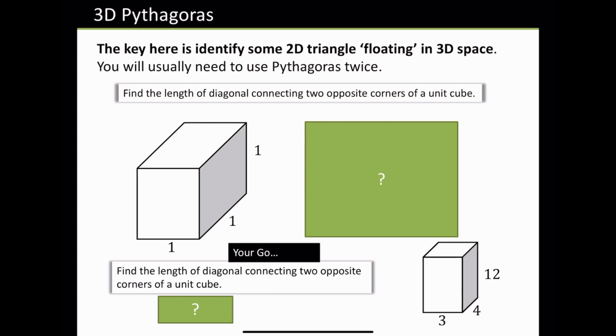So the key is to identify some of the 2D triangles floating around this 3D area. You usually need to use Pythagoras twice in order to do so. You always find a diagonal connecting the two opposite corners of a unit cube. Basically, I'm asking you to work out this diagonal. To work it out, you simply use Pythagoras theorem.